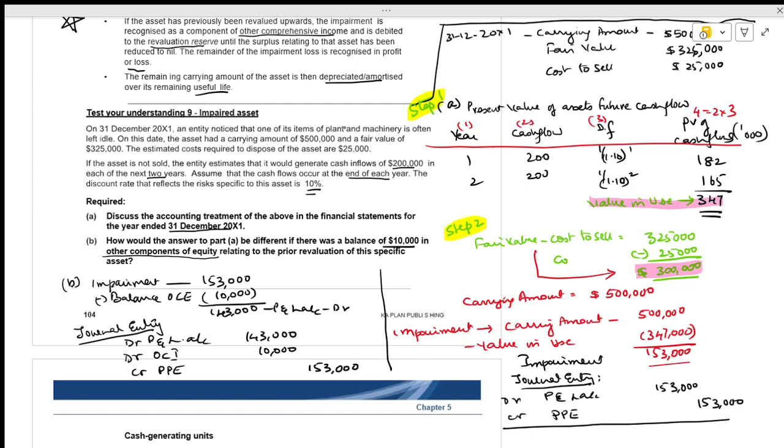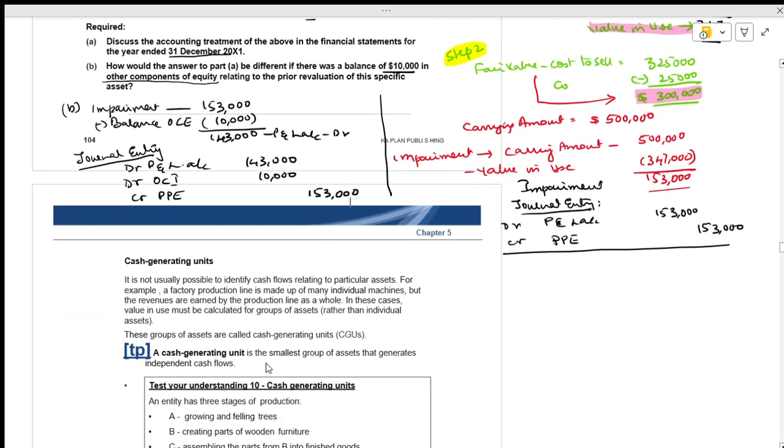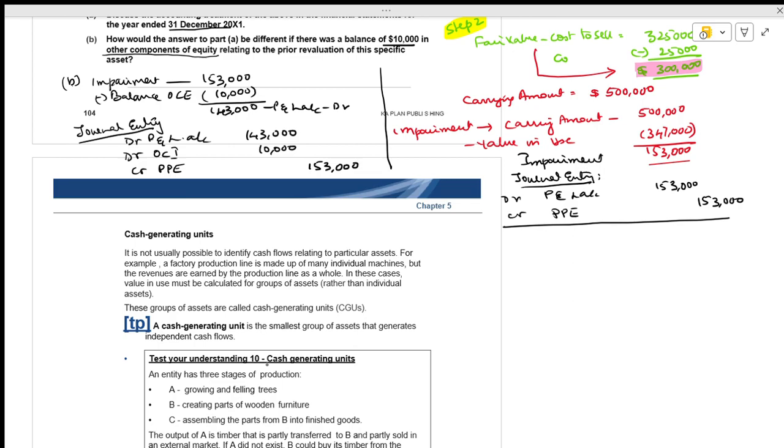But see, all of these will be for 2 marks. It will be for how much? It will be for 2 marks maximum, not more than that. We are doing another new one.